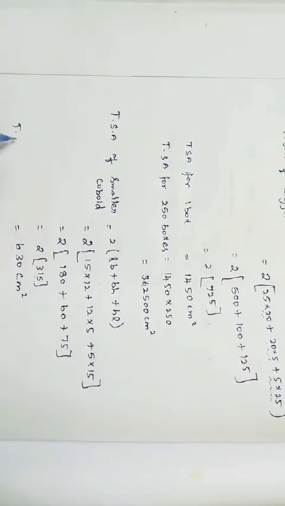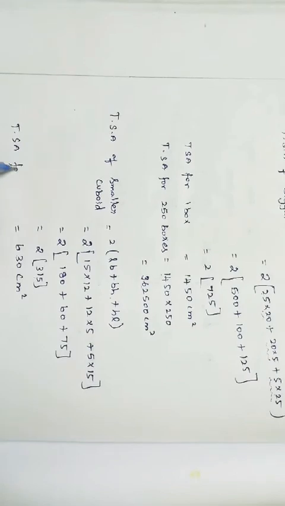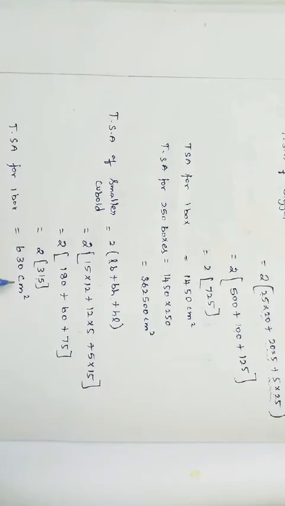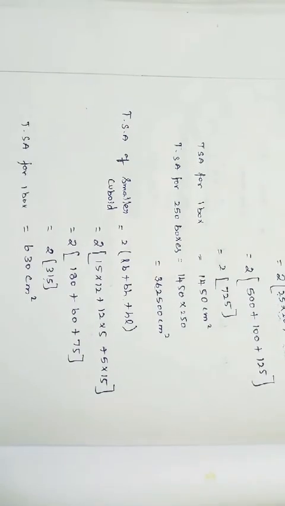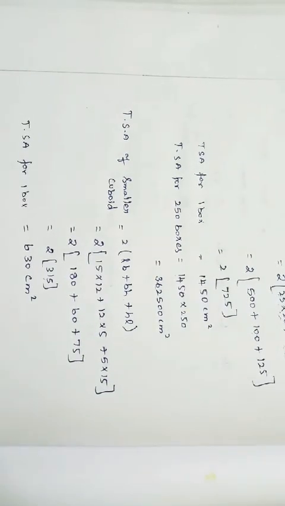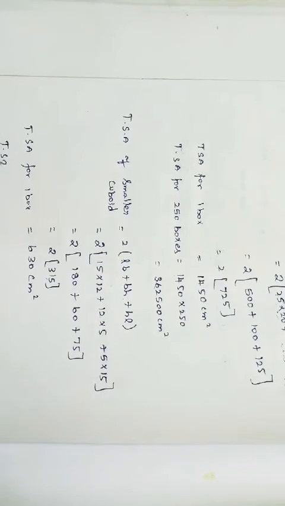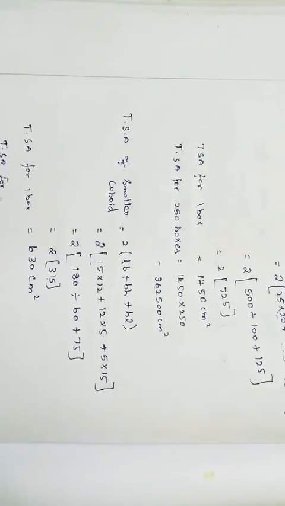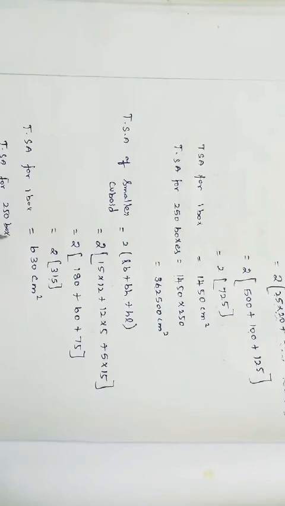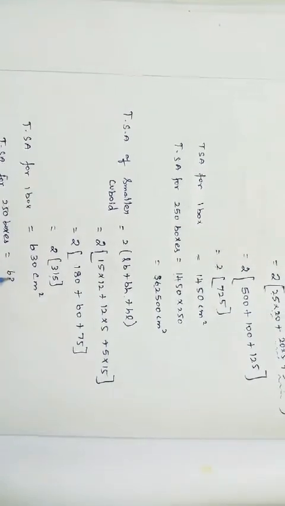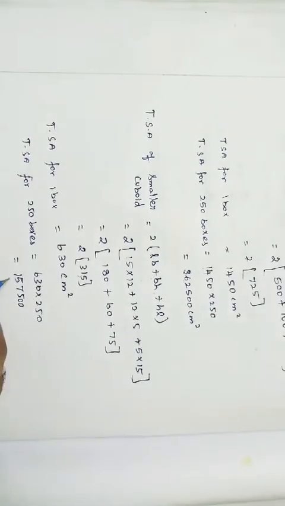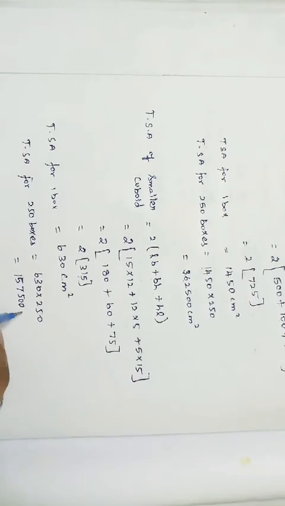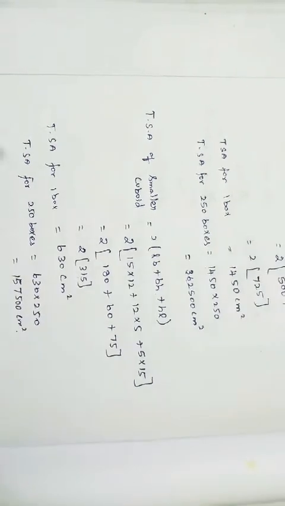Now we got the TSA for 1 box. But how many boxes are needed? For the smaller cuboid box also, we need 250 boxes. So TSA for 250 boxes is equal to 630 into 250, which is equal to 1,57,500 centimeters square.